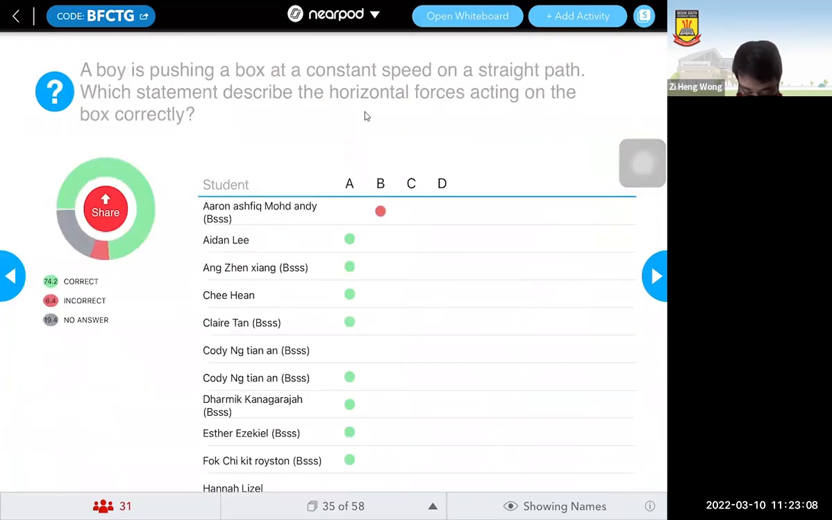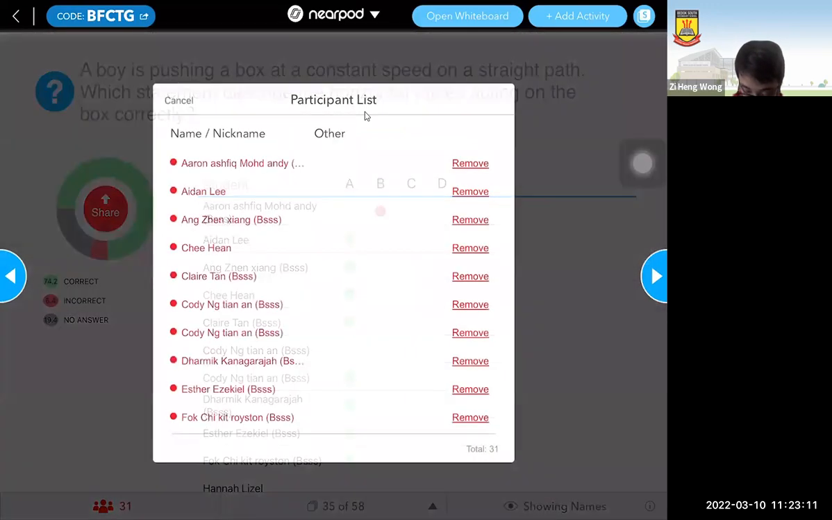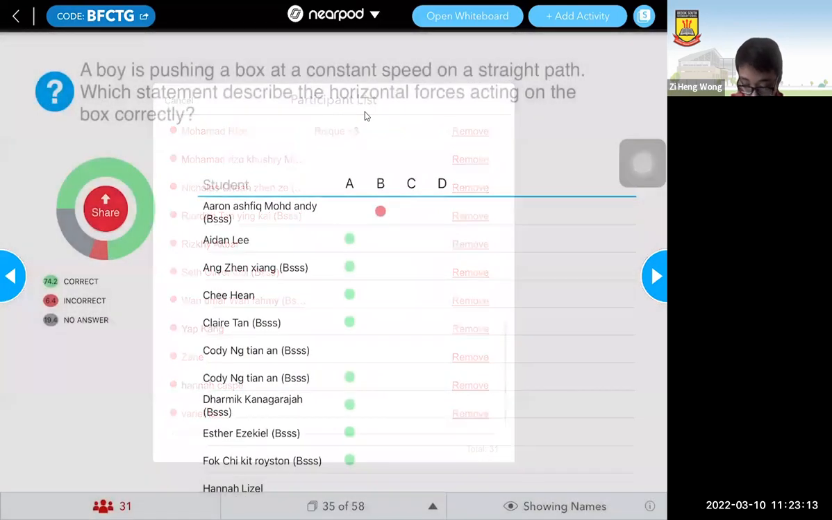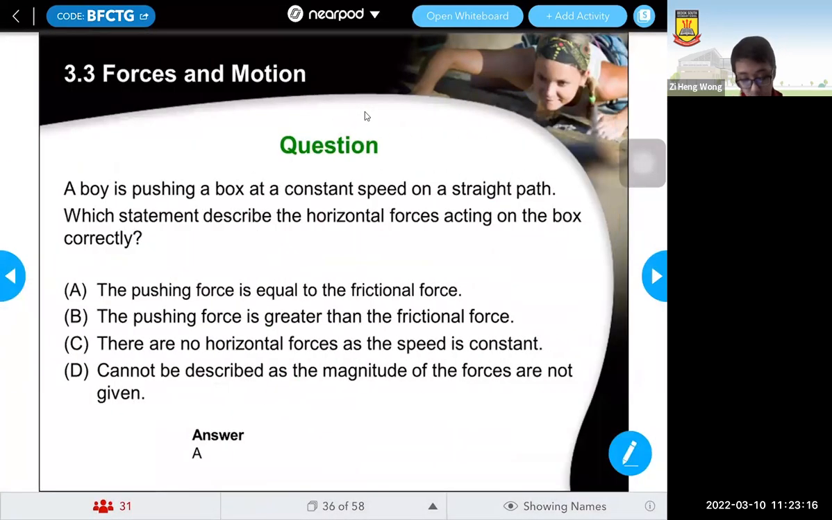So next, I don't know whether any of you are on this. You are not online, right? You are just looking, right? Okay. We'll just take a look at the question together.